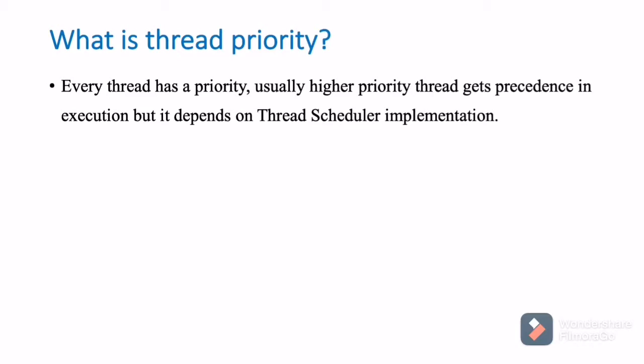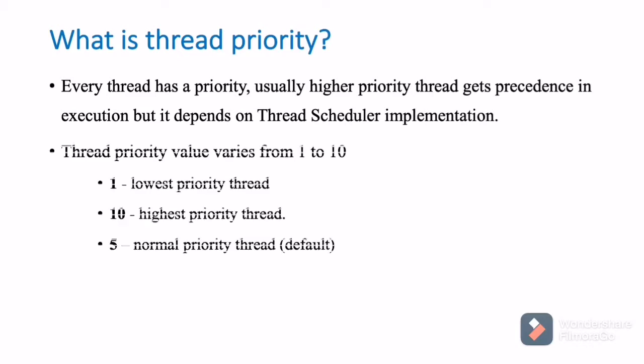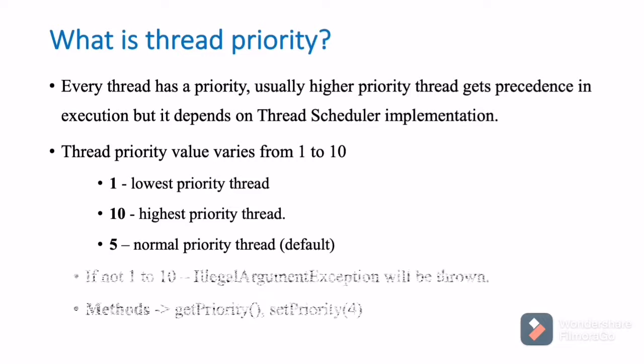So though we are setting the thread priority, we cannot guarantee that. Thread priority value varies from 1 to 10. Here 1 means the lowest priority thread, 10 means the highest priority thread, and 5 is a normal priority thread, that is, it is the default. If you are not setting any priority, then this thread has 5 as its priority. And if you give a value outside 1 to 10, then it will throw an illegal argument exception.